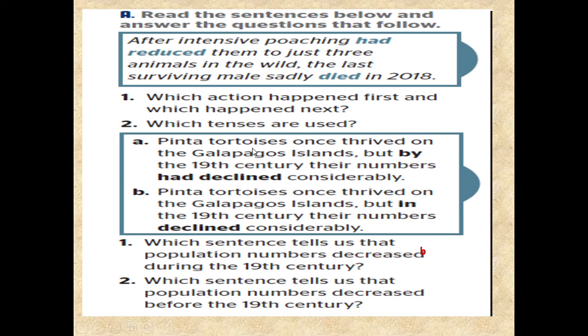A. Pinta tortoises once thrived on the Galapagos Islands, but by the 19th century their numbers had declined considerably. B. Pinta tortoises once thrived on the Galapagos Islands, but in the 19th century their numbers declined considerably. Which sentence tells us that population numbers decreased during the 19th century? Actually, it's B. Which sentence tells us that population numbers decreased before the 19th century? Of course, it's sentence A.